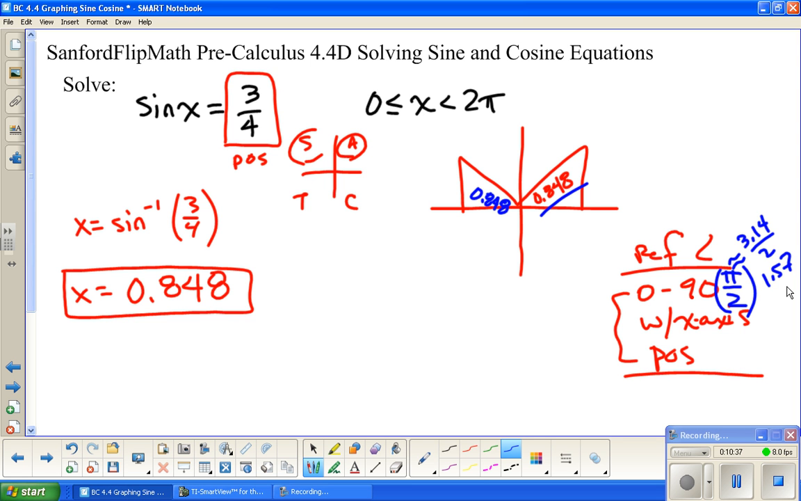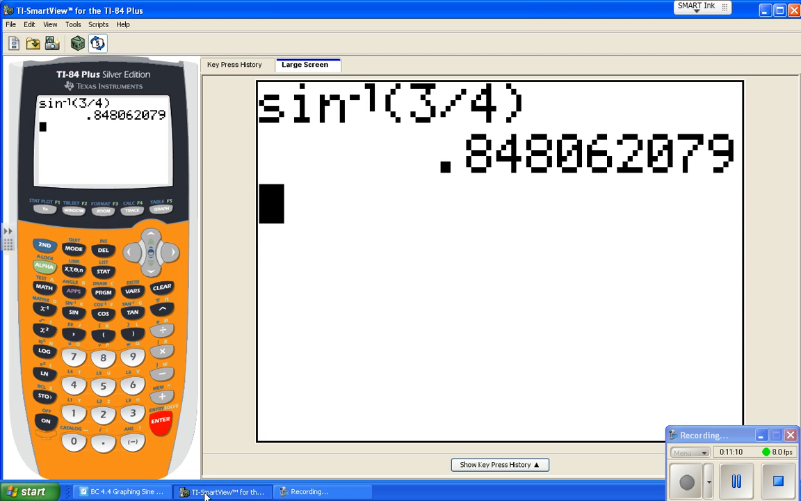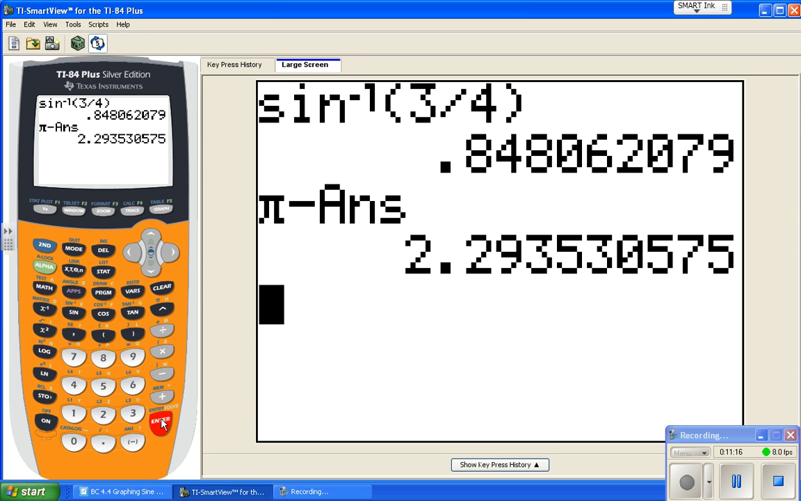Now how then do I get this rotational angle? And again, the concept is the same. If I rotated all the way to the x-axis, that'd be 180, and I got to back up 0.848. Now, I have a little bit of problem with what I just said, because I'm mixing units. I said 180, and this is not degrees. This is supposed to be radians. So really, it needs to be pi minus 0.848. So x equals pi minus my last answer, so 2.2935, I'm going to call that 294. So 2.294.